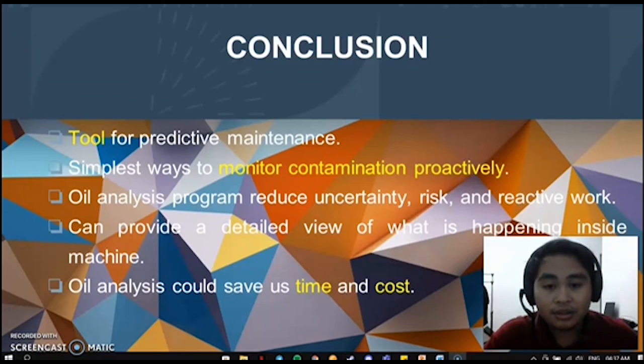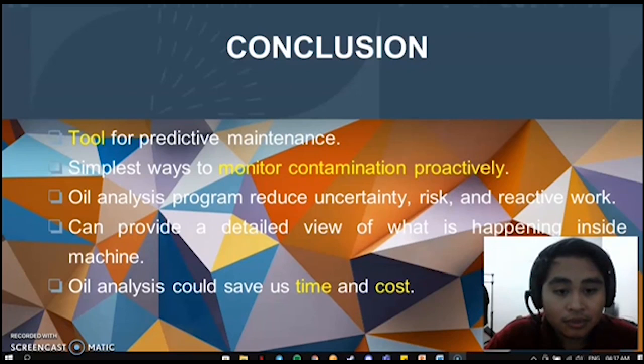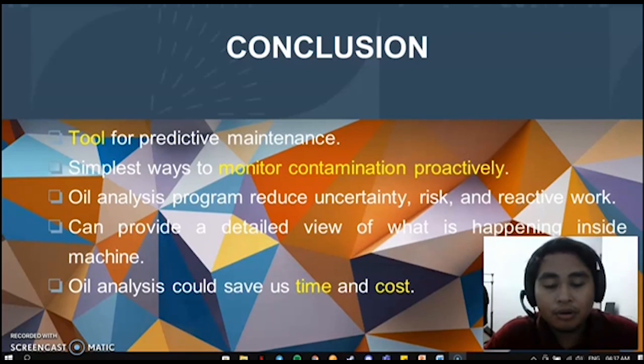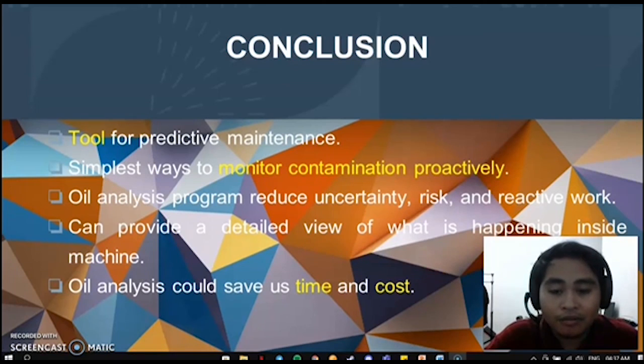In addition, oil analysis can provide a detailed view of what is happening inside machine components. This is where the method of the 4-ball tester is conducted so that we know whether the right oil is used or the wrong oil is added.